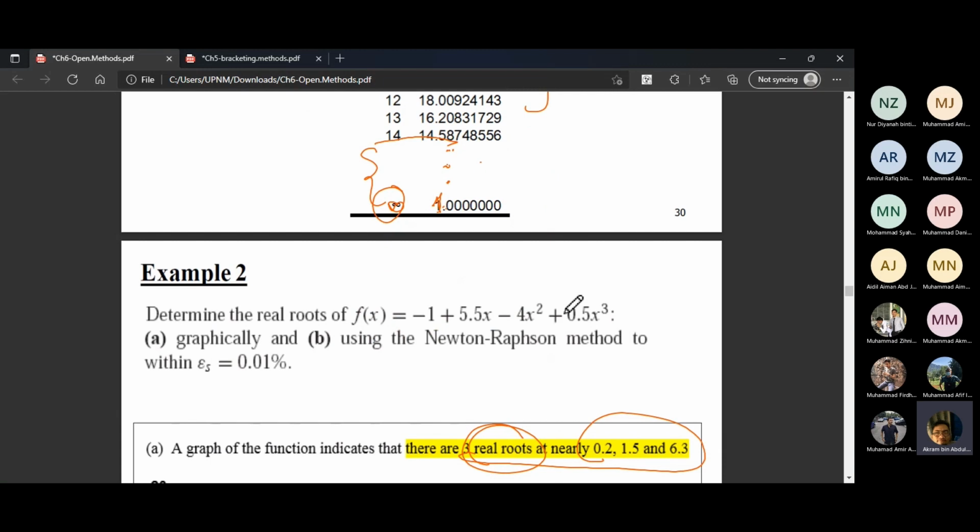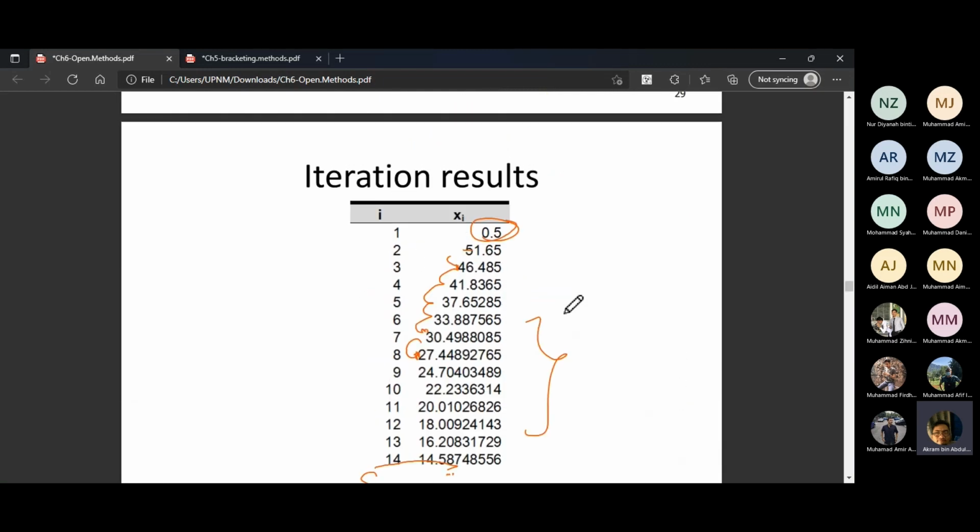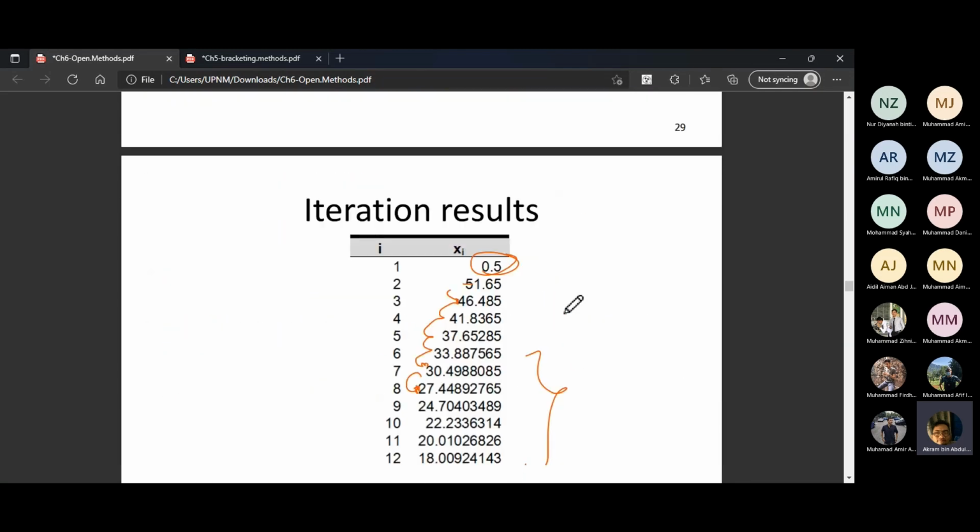So what option do you have? The only option that we have is to use a different method to solve this equation.